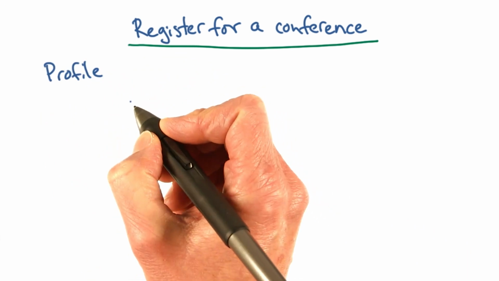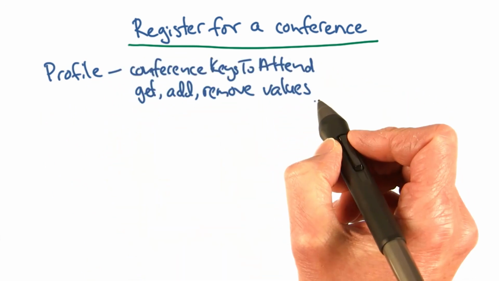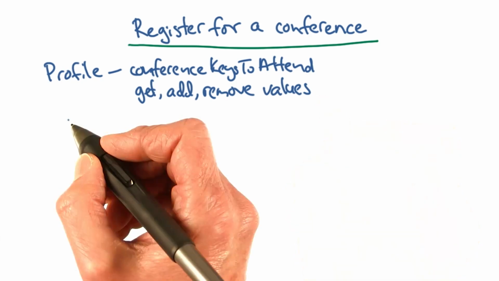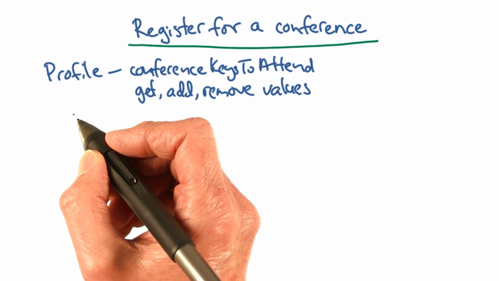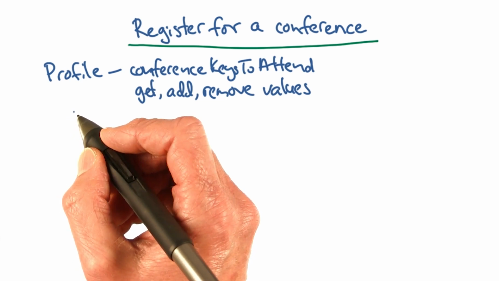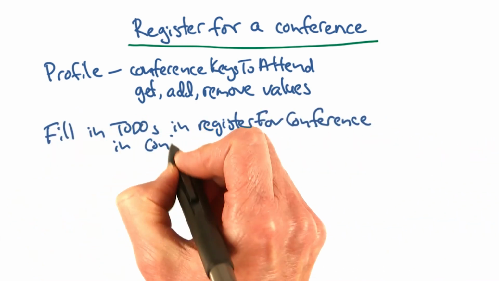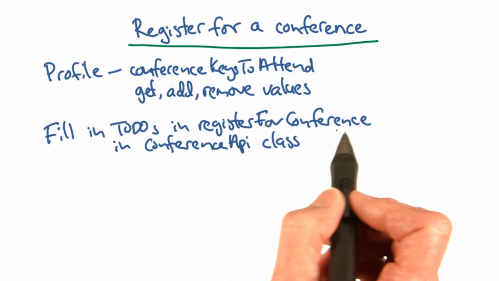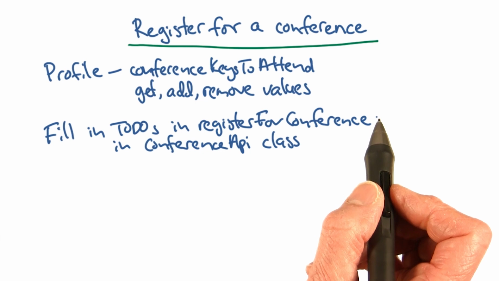So the Profile class needs to have the conferenceKeysToAttend property, and you're also going to need to write the methods to get, add and remove values. And then you're going to need to copy the skeleton code for registerForConference into ConferenceApi, and then fill in the to-dos in registerForConference in the ConferenceApi class. Don't forget, when you copy over the registerForConference skeleton, you're going to need to make sure you also copy over the WrappedBoolean class.